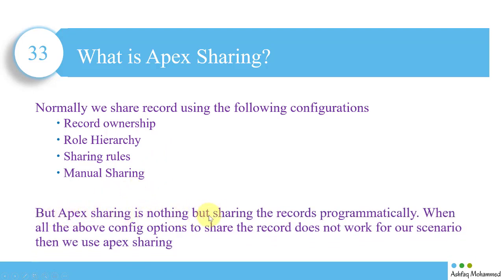But Apex sharing is nothing but sharing the records programmatically, right? If none of these are working and you want to share the records programmatically, then we use Apex sharing. So when all of the above config options to share the records do not work for our scenario, then we use Apex sharing. Very, very important interview question.